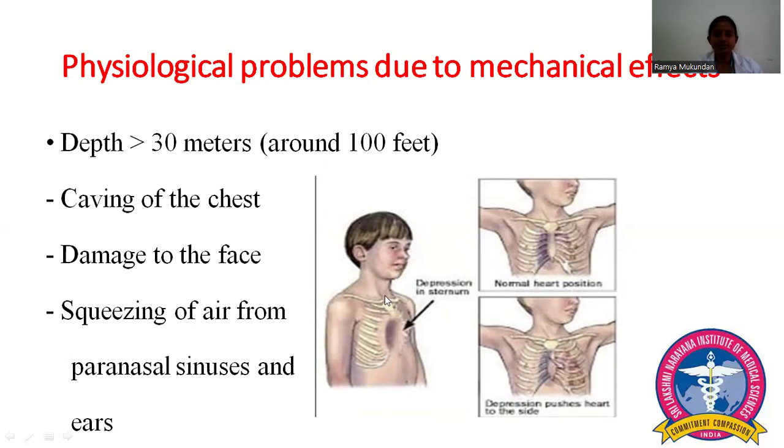There is damage to the face, and the cavities inside the body get squeezed. So, for example, the paranasal sinuses and air. Though the cavity contains air, because of the external compression, it gets squeezed, and the middle ear gets squeezed. Because of the squeezing of the middle ear, there will be inward pulling of the tympanic membrane, and sometimes rupture of the tympanic membrane also happens.